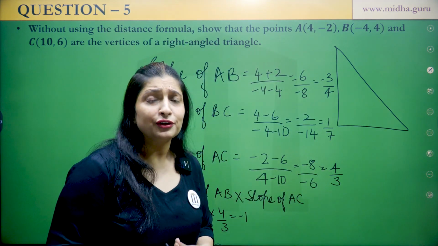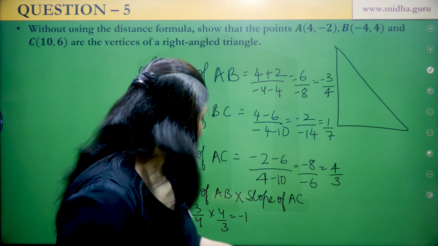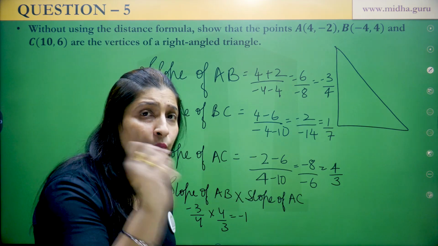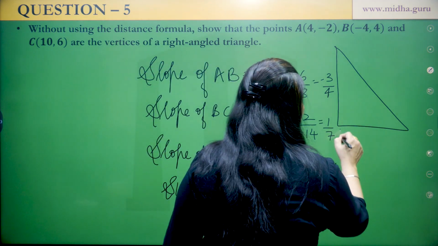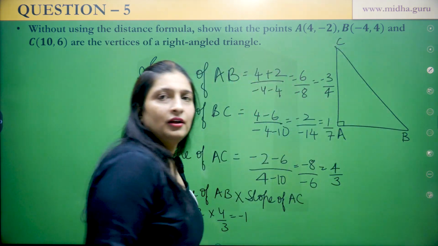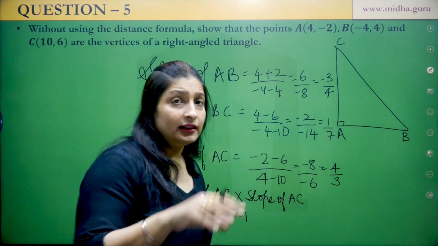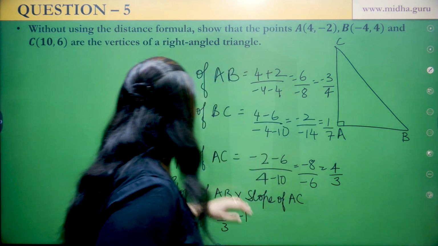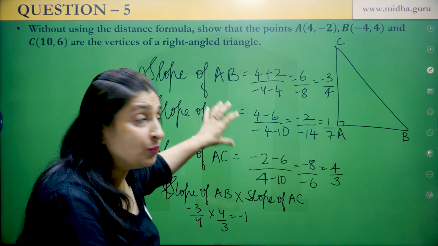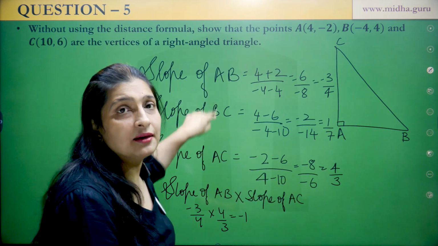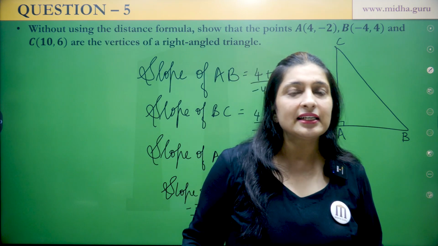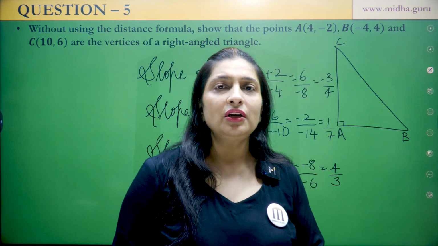Now tell me which angle is 90 degrees. It's not asked in the question, but can you tell which angle is 90 degrees here? The line segments AB and AC are perpendicular to each other. So which is the common vertex? It is A. So A is the right angle, and this triangle is right angled at A. If the product of the slopes of AB and BC had been minus 1, then the triangle would be right angled at B. And if it's BC and AC, then C, the common vertex. I hope this question is clear. We'll move on to the next question.